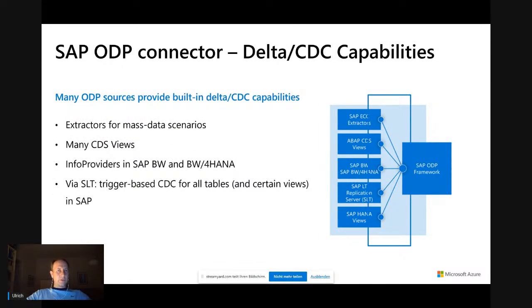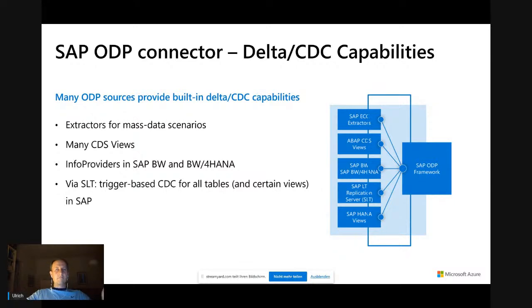I also spoke about the Delta capabilities. As I said, for the SLT case, when you work with tables and use the SLT replication server, it's a very generic trigger-based mechanism, which just works with pretty much any table. With extractors and CDS views, it depends. Most of them, especially the ones built for large data volume scenarios, such as sales orders or your financial documents, will have Delta mechanisms and be able to provide a change feed.